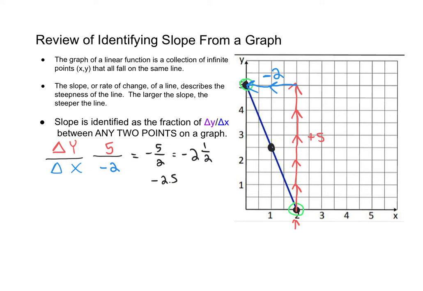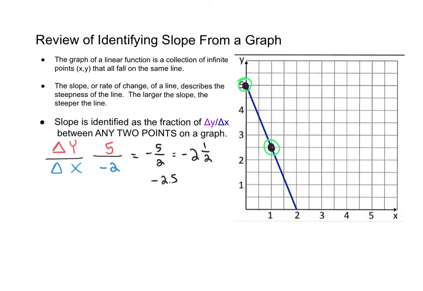Now I can use other points on this graph. I can start at the top and work my way down. There's all kinds of things I can do, and I will still find the same slope. Let me show you an example of that. Let's use two points that are closer together. Let's use this middle point, and then let's use our top point, or our y-intercept. And let's calculate, again, the change in y and change in x. Maybe I want to start at the top point this time.